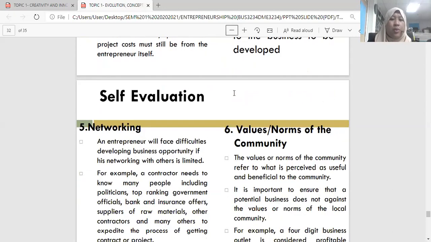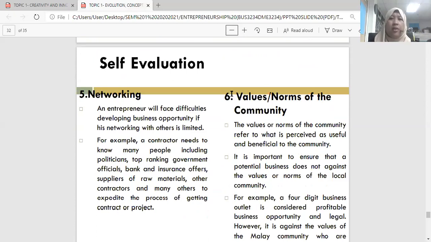So the next one, we have self-evaluation also in the 5 factors. Okay. Networking. Okay. Entrepreneur will face difficulties developing business opportunity if his networking with others is limited.